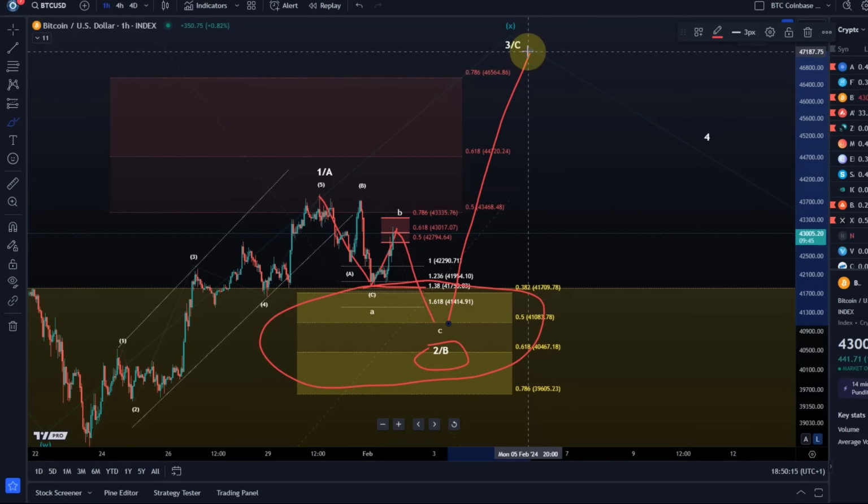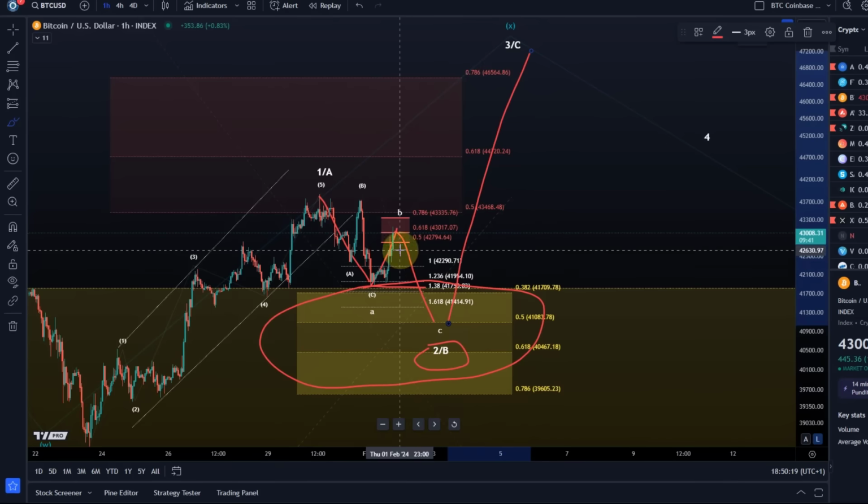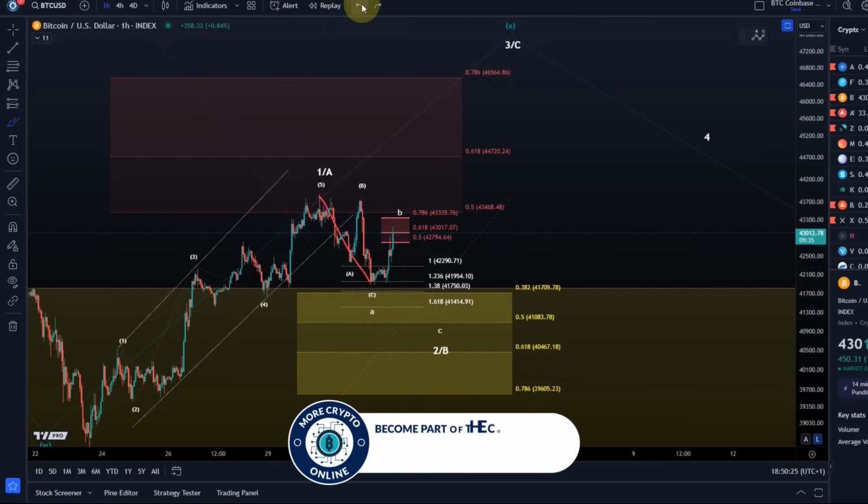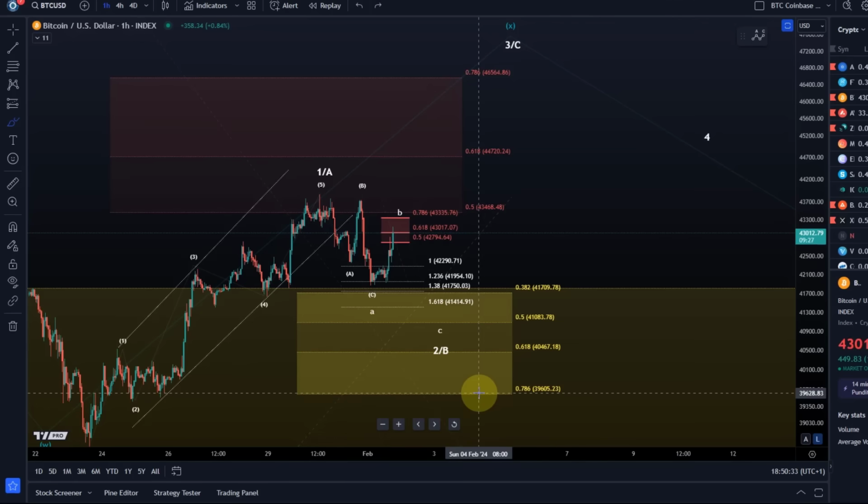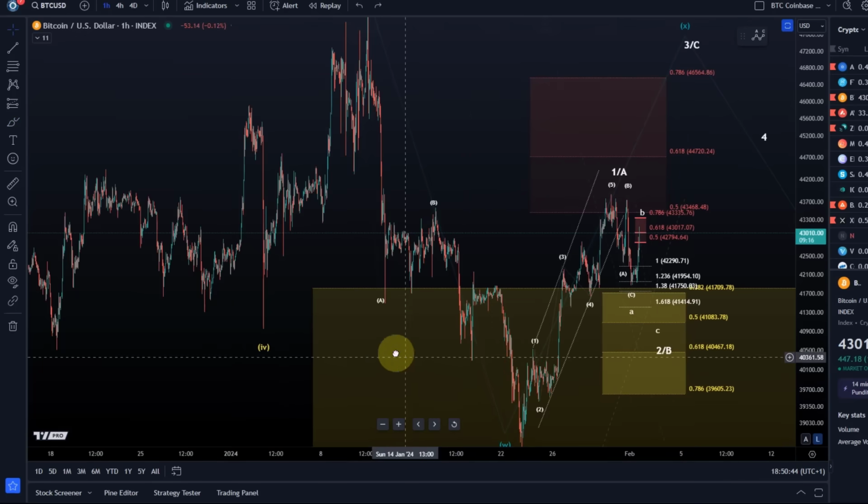Well, that can take us to 47k plus, so I think this could be a bit of a jump-off point here that the price could use to basically rally to 47k plus. But the condition is that the price does not break below the yellow support zone. So we don't want to break below the $39,605 level. If it does that, that would be our short-term bearish scenario. And then the larger support area becomes relevant again, okay?